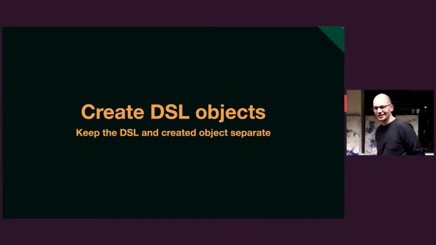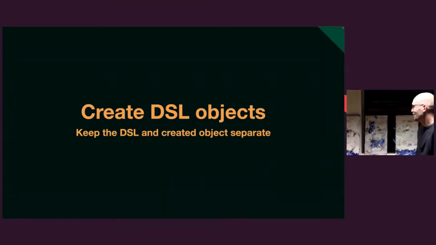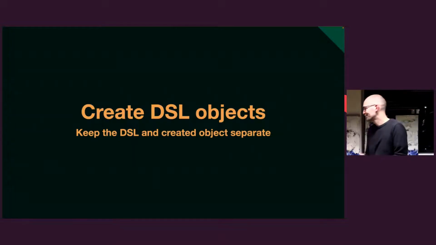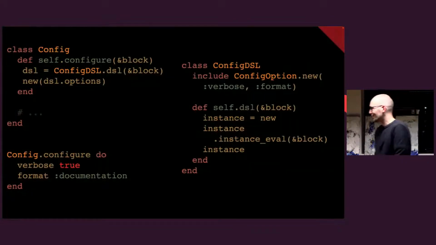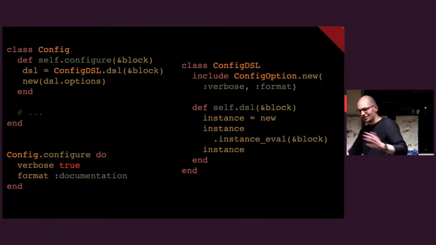DSL objects, another topic. Again, I like my concerns separate. I like to put everything in little boxes and make sure that they don't bite each other, or create files of thousands of lines that just become unnavigable. How does that look? I just split out all the DSL again.